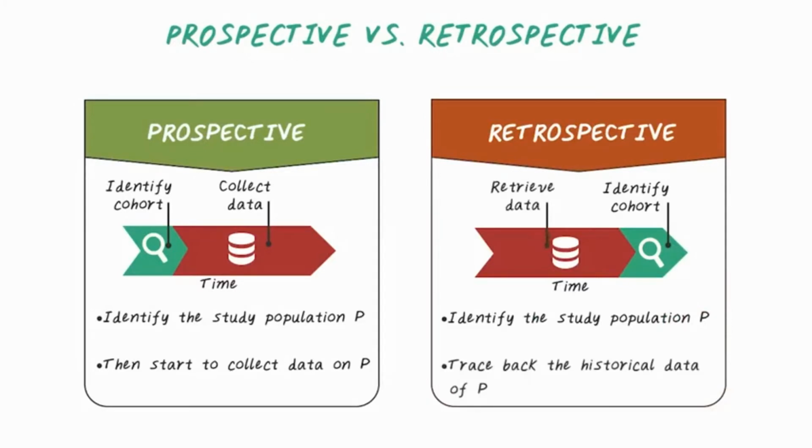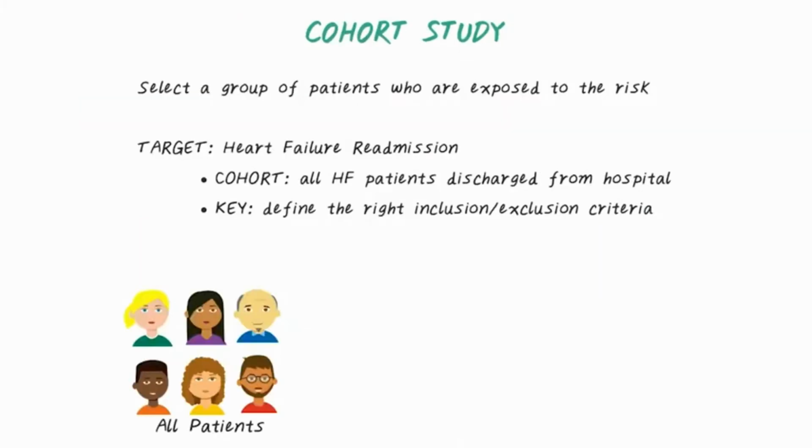In contrast, in a retrospective study, we first identify the patient cohort from existing data, for example, past electronic health records of patients, then retrieve all the data about the cohort. In a prospective study, we identify the cohort and collect the data from scratch. But in a retrospective study, the data set already exists. We just need to identify the right subset and retrieve it.